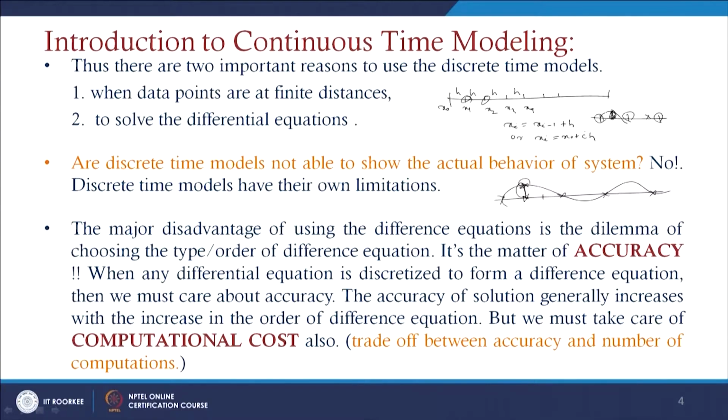The accuracy of a solution generally increases with the increase in the order of the difference equation, but we must take care of the computational cost. If we introduce this error, then to minimize it we have to go for several iterations, or use several subroutines. So, a huge human cost is required, or it will take a long time to get the accuracy for this class of solutions.